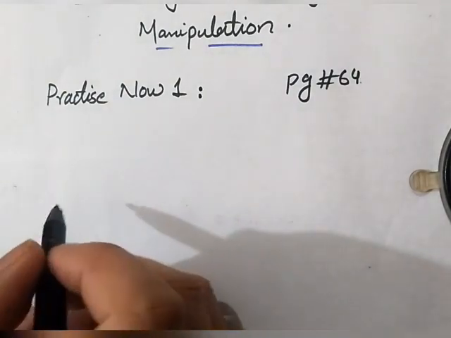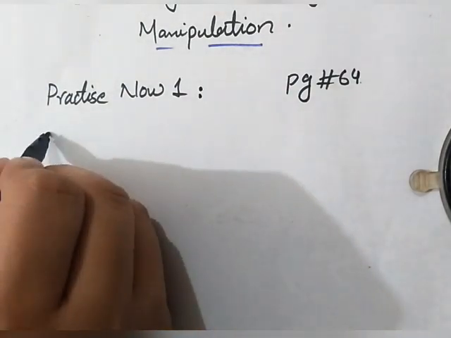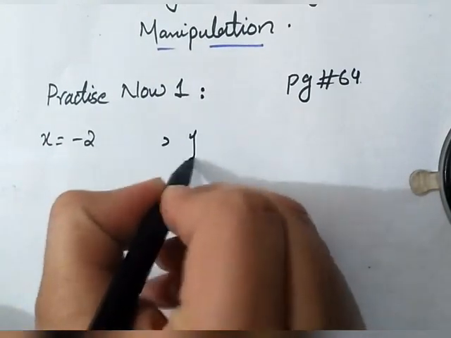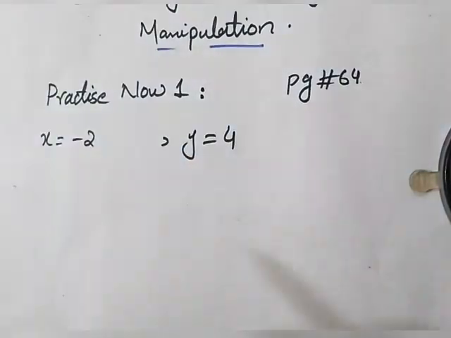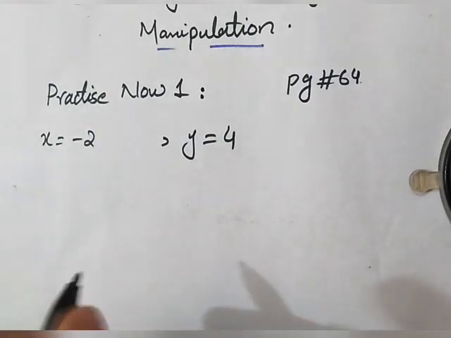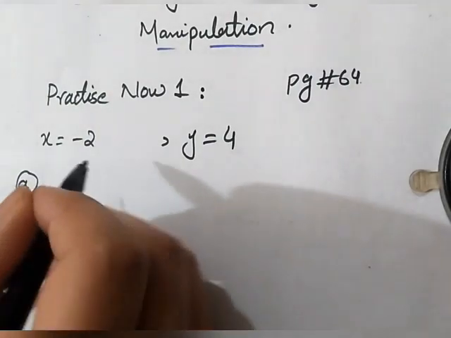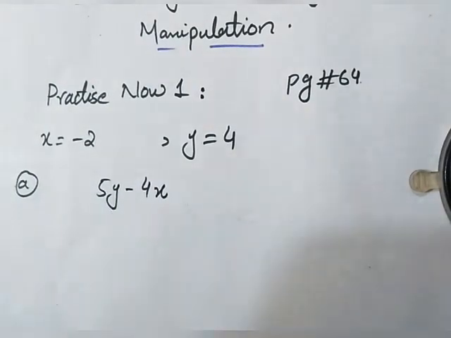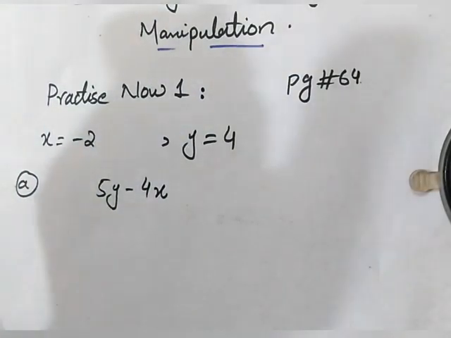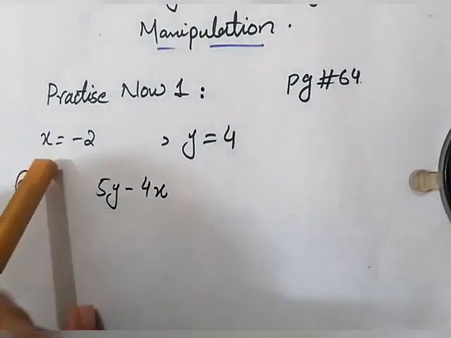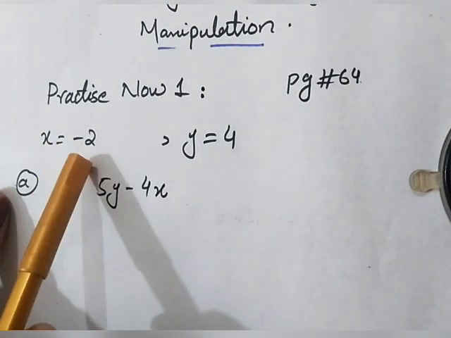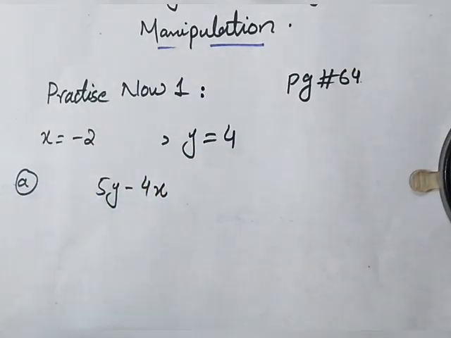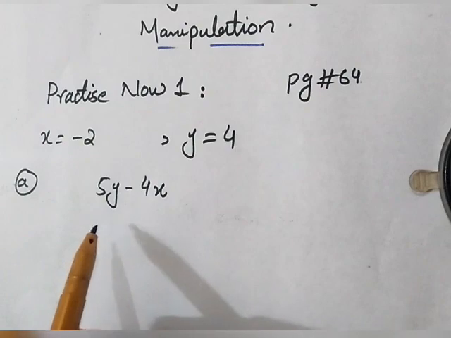In Practice Now 1, given that x is equal to minus 2 and y is equal to 4, evaluate each of the following. In part 1 we have 5y minus 4x. Now students, you can see that here we have the value of x equal to minus 2 and y equal to 4. We just put the values of x and y in this question.